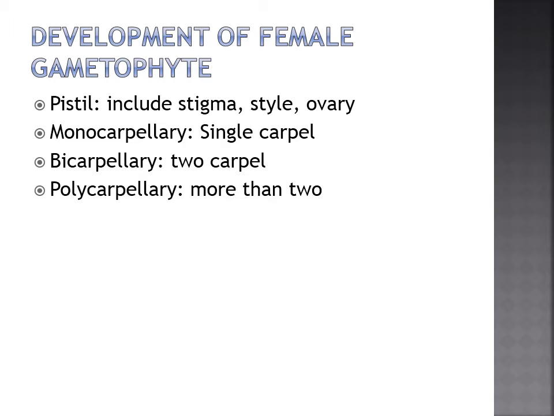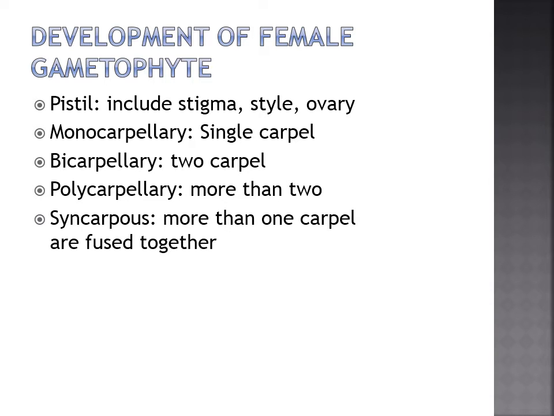Now again we can classify into two categories: syncarpous and apocarpous. What is the meaning of syncarpous? That means more than one carpel is present but they are fused with each other. We can observe it in hibiscus flower. Next one is apocarpous. Apocarpous means more than one carpel is present but they are not fused with each other. Carpels remain free.